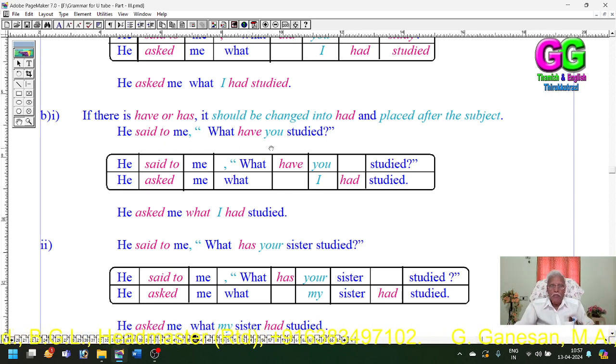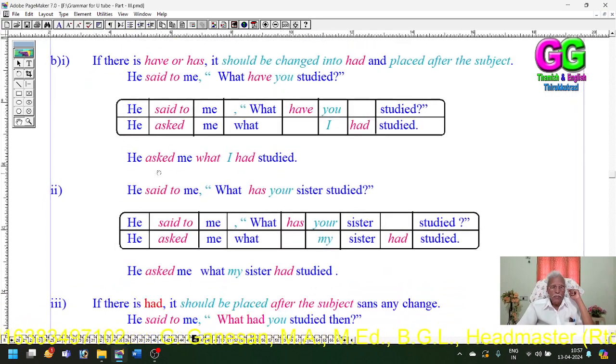He said to me, "What have you studied?" Said to asked, what, quotation removed, capital changed to small. Have is changed into had and placed after the subject. And the past participle already existing after the subject, studied, has been kept as it is. You refers to me, the hearer, and has been changed into I. He asked me what I had studied.